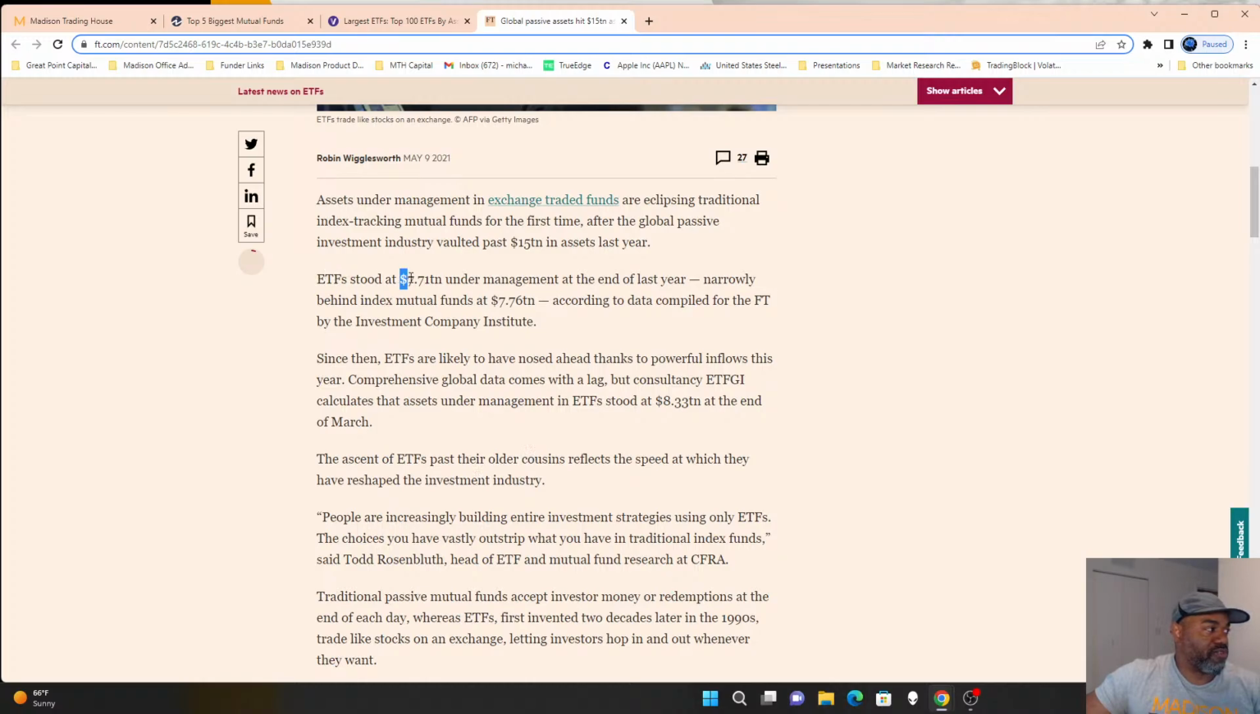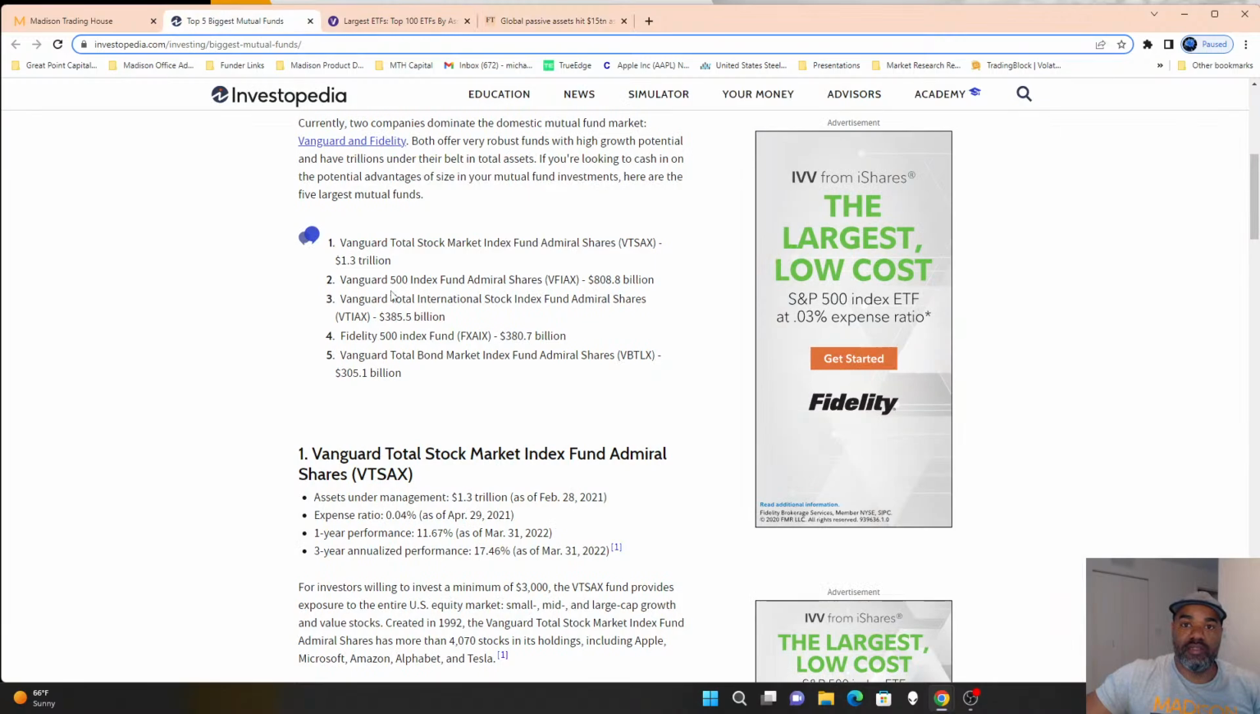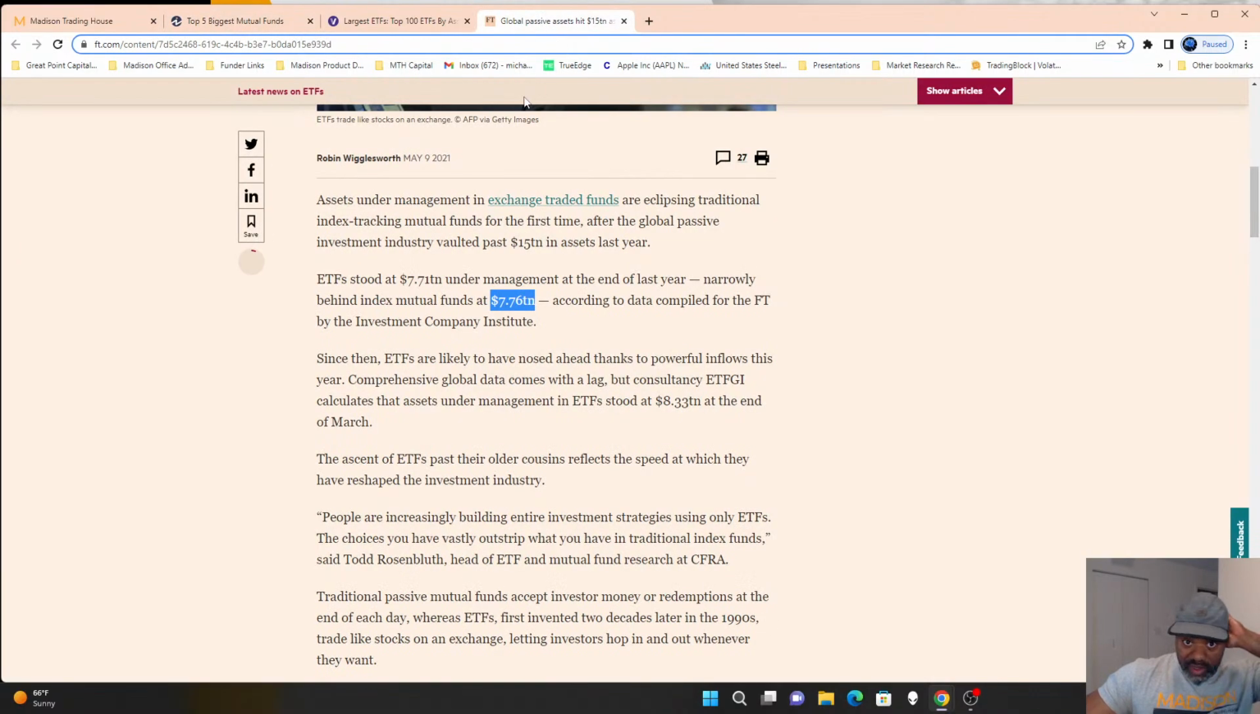So it says here that we have $7.7 trillion under management for ETFs, and we have $7.76 trillion for index mutual funds, like the Vanguard stuff that we were just looking at, right? So what this is basically saying is that Vanguard obviously owns a large proportion of this, because we looked at their numbers. They have over $1 trillion in assets. So that means that Vanguard by itself represents a huge chunk of that number, right? And that also means that probably a lot of their money is actually in ETFs as well, you know. So this is the driving force.